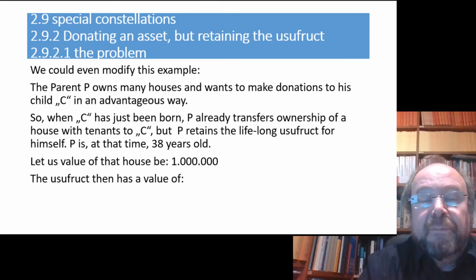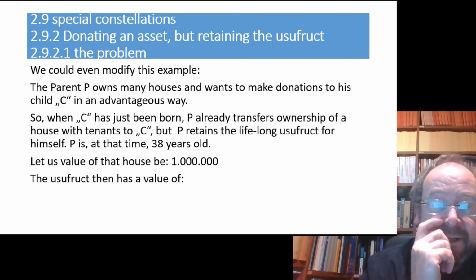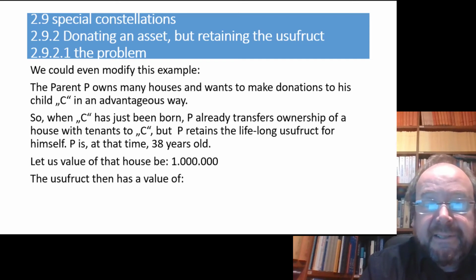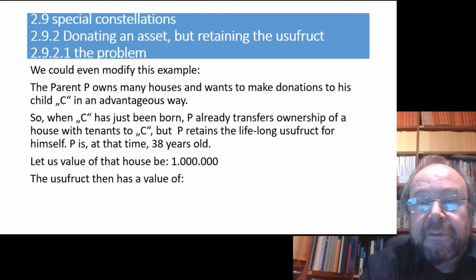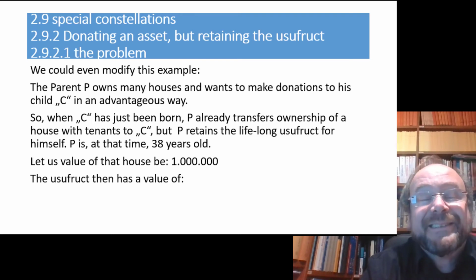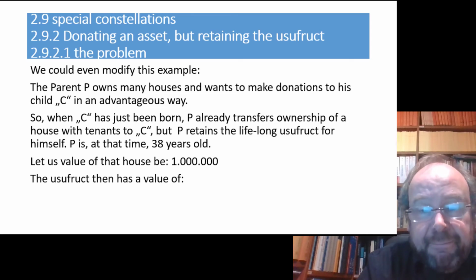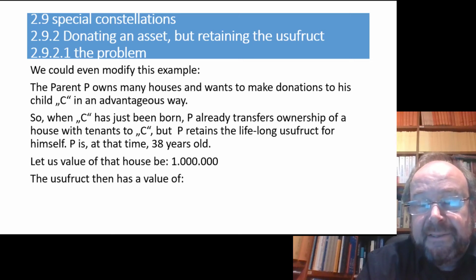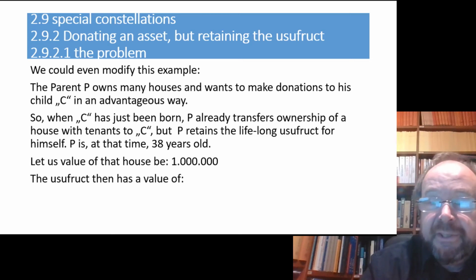When the child has just been born, P looks through all his houses, finds a house with a market value of 1 million, and then says, okay, now I go to the notary and I make my newly born son or daughter immediately the owner of that house. But I'm not an idiot. I want to keep the money flowing from the house and the right to use that house for myself for the rest of my life. And P, the parent, is at that time 30 years old.